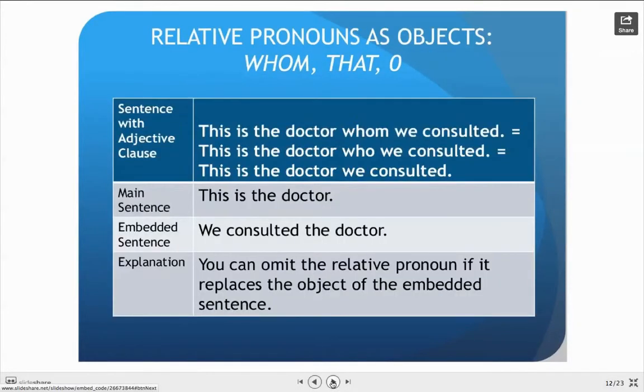And what's happening there is that here's the main sentence. Here is the embedded sentence, and you can see this is the object. The doctor is the object of the verb in the embedded sentence, and that's why I can leave it out, because the who or the whom here is talking about the doctor, which is the object of the embedded sentence, and that's why we can omit it, and we can also say this is the doctor we consulted.